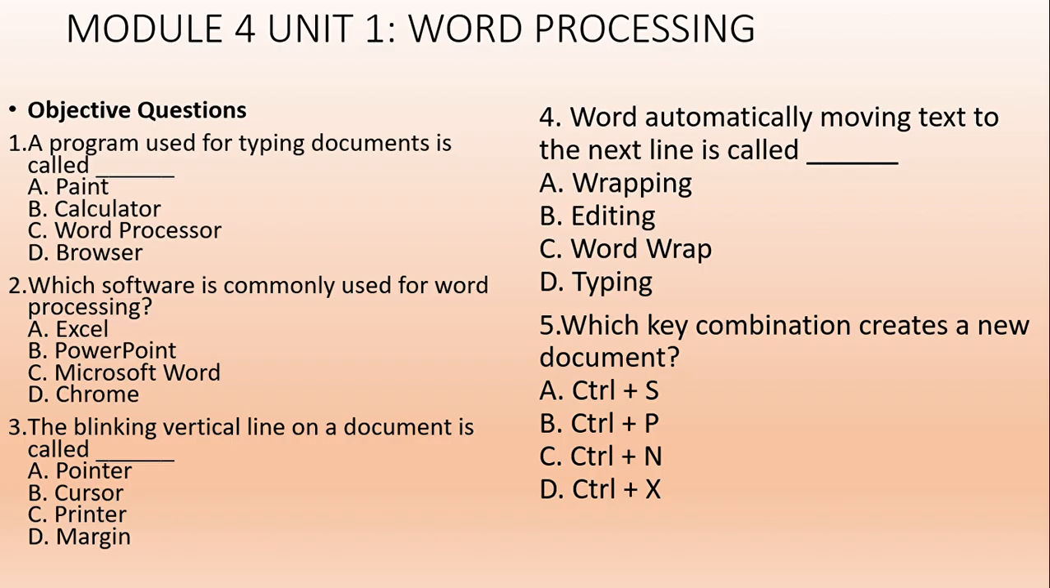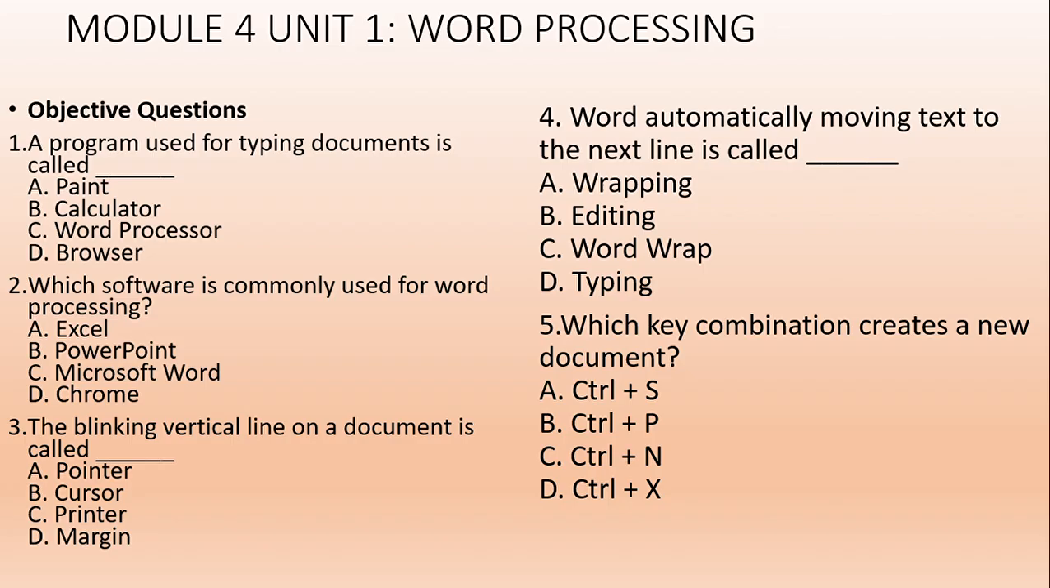So number 3, the blinking vertical line on the document is called dash. Yeah, cursor. It's called a cursor. That blinking line is called a cursor. Then number 4, word automatically moving text to the next line is called dash. It's called word wrap. Yeah, word wrap. Thank you. It's called word wrap.